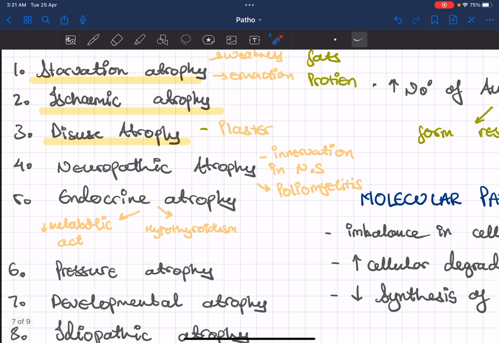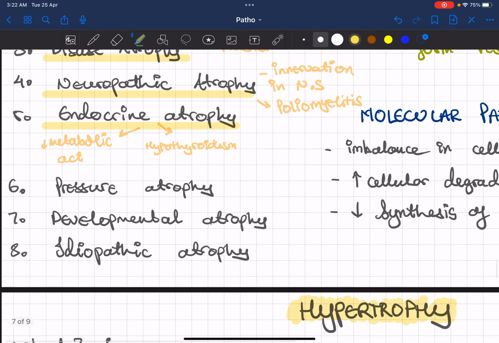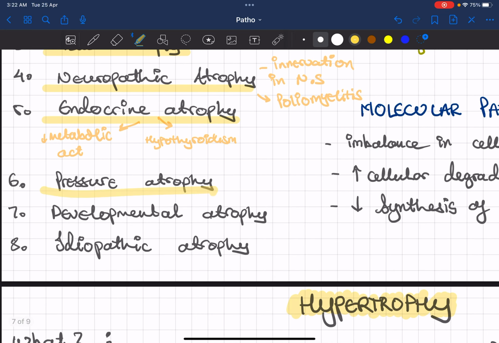Then we have neuropathic atrophy. Neuropathic atrophy is again intervening the nervous system. So when the nervous system gets intervened, the signals do not pass as efficiently as they should, which leads to muscle wasting. The best example of it is poliomyelitis. Then comes endocrine atrophy. Endocrine atrophy usually leads to decreased metabolic activity, like hypothyroidism and hypopituitarism. There are other three also, like pressure atrophy, developmental atrophy, and idiopathic atrophy with unknown cause.